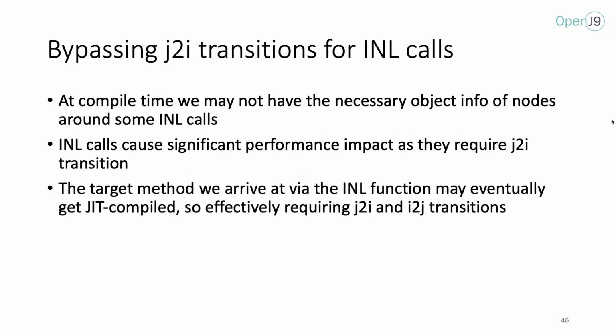At compile time, we may not always have the necessary object information of nodes around INL calls. And that can be a problem because INL calls have a significant impact on performance as they require a J to I transition. And if the final target method that we dispatch to via the INL call is compiled, then effectively what we do is a J to I transition and then an I to J transition to get to the JIT method, and that is not an ideal state to be in.